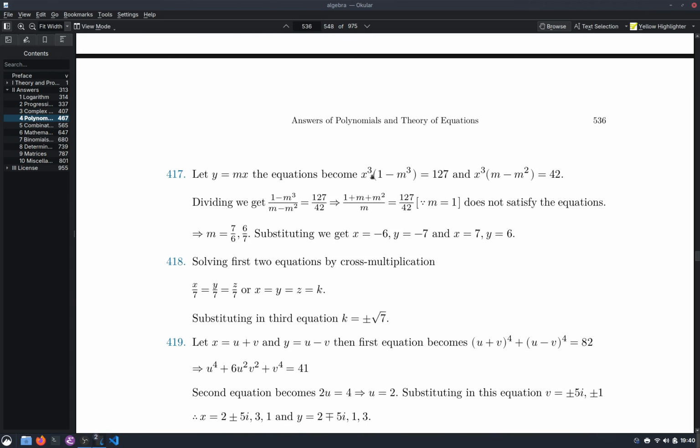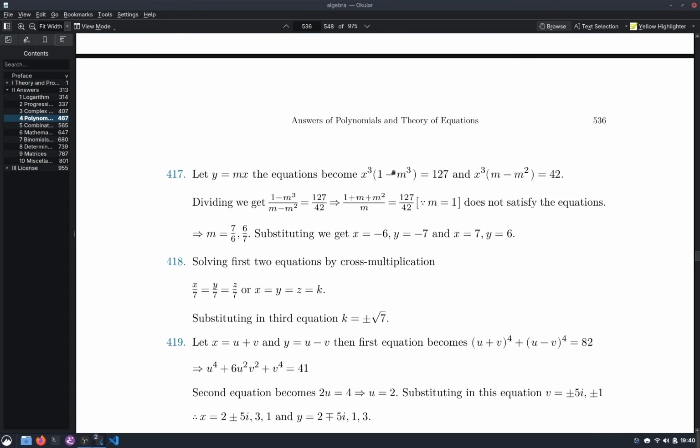One equation becomes x cube into 1 minus m cube is equal to 127. The second equation becomes x cube into m minus m square is equal to 42. We divide, we get 1 minus m cube by m minus m square is equal to 127 by 42. So we factorize this. The numerator becomes 1 minus m into 1 plus m square divided by m into 1 minus m. So 1 minus m will get cancelled because m is equal to 1 doesn't satisfy the equation.